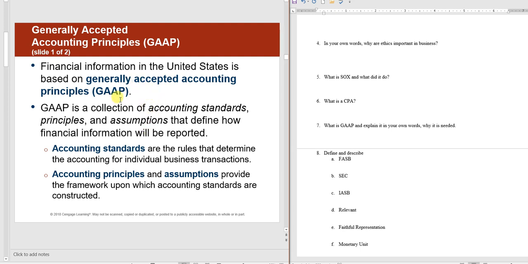Generally accepted accounting principles are basically just that. They are generally accepted, so there's not really a list of principles that you can go find. A lot of these come from various sources. However, there are standards, there are rules, there are principles, etc. And then there are other things that everyone just does that are generally accepted.